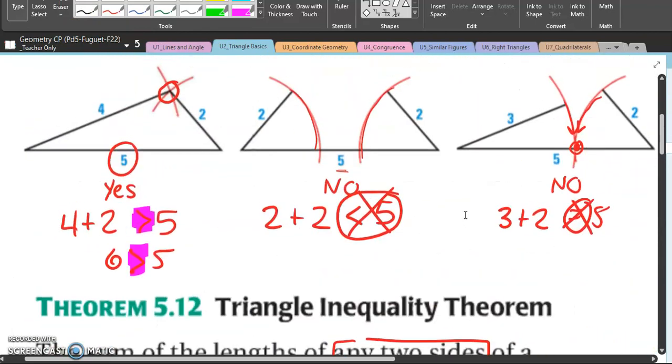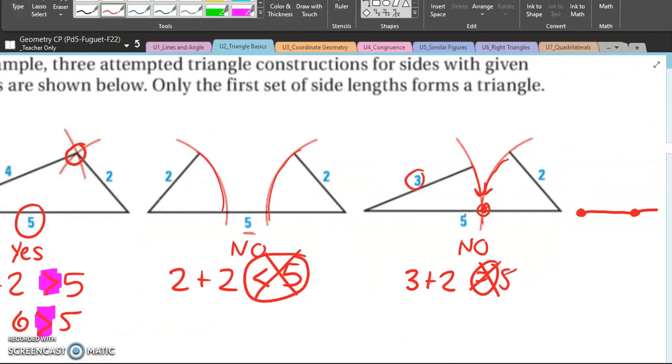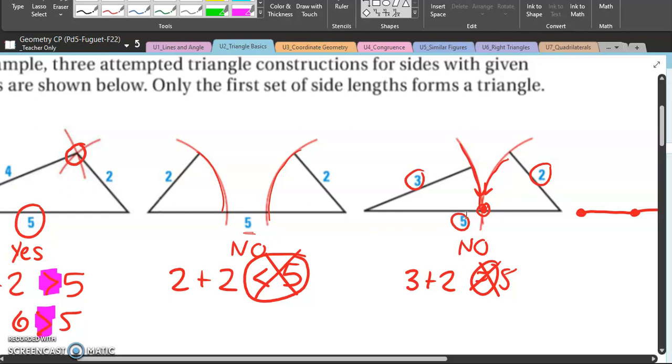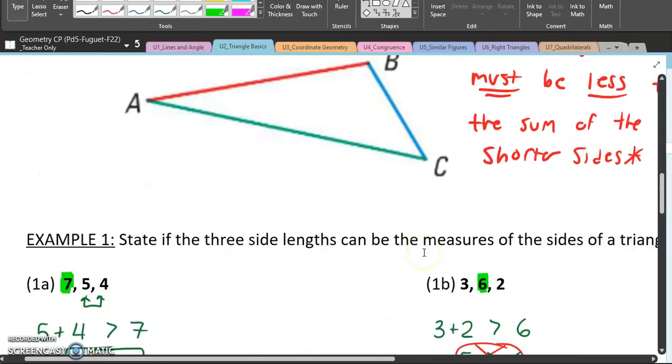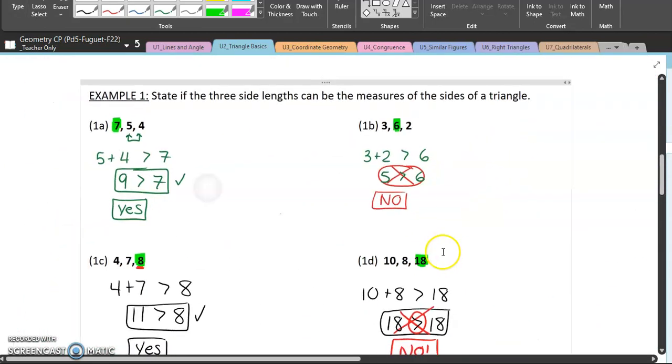Here's a visualization for you on that. Look at this third example. Here's a 3, here's a 2, here's a 5. So this is the situation. The lines will end up meeting at the 5, which means it's not actually going to be a triangle at all. So that's actually what's happening in 1D, if you want a visualization of that.